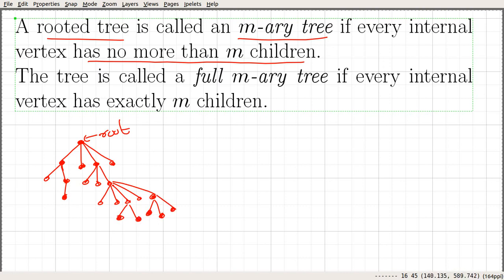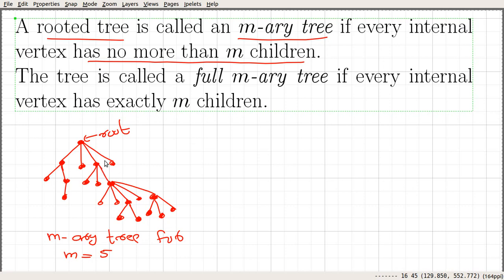Okay, so let's consider this particular tree. If you look into it, we can see that the root has 4 children, and this node has 2 children, and these are leaves, and this node has 3 children, and this node has 1, 2, 3, 4, 5. So this node has 5 children, and this has 2, and this has 3. So this is an example of an m-ary tree, for m equal to 5 here.